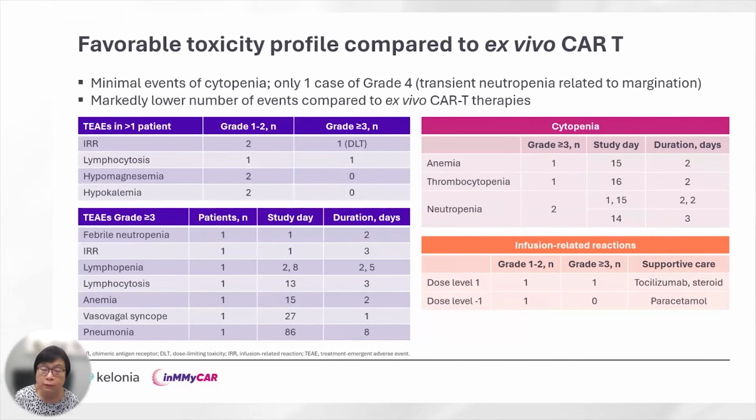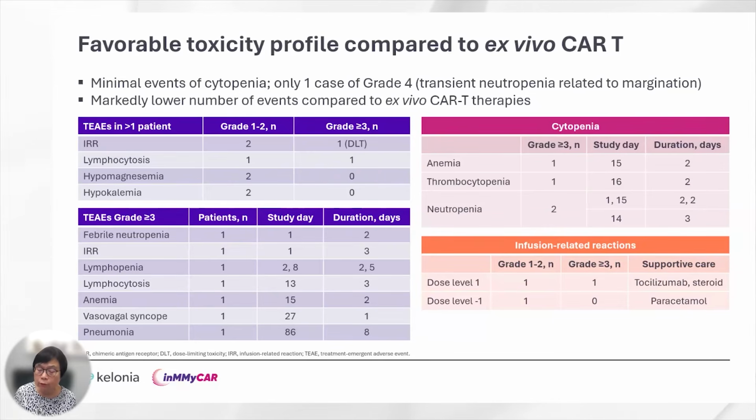Other aspects of safety are illustrated here, where the toxicity profile was also found to be very favorable. In particular, there were minimal events of cytopenia. The only grade 4 cytopenia was 1 case of grade 4 neutropenia, which occurred shortly after the infusion and which resolved completely within 16 hours, likely reflecting neutrophil margination. All grade 3 cytopenias occurred at around days 14 to 16 and resolved promptly.